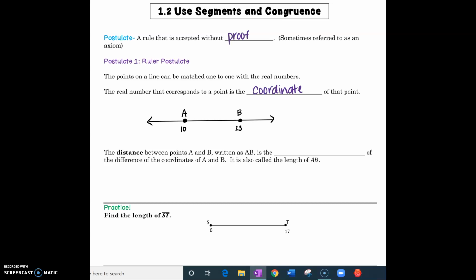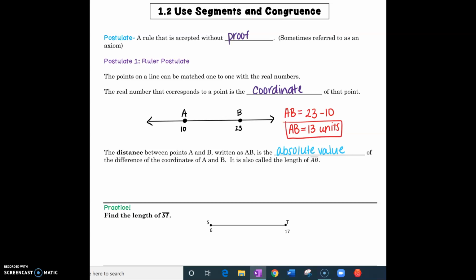We know the distance between points A and B, or the length of AB, written as AB, is the absolute value of the difference of the coordinates of A and B. It is also called the length of segment AB. So to find the length of segment AB, we're going to find the difference between the 2 points. So the length of AB is equal to 23 minus 10. So the length of AB is equal to 13 units.